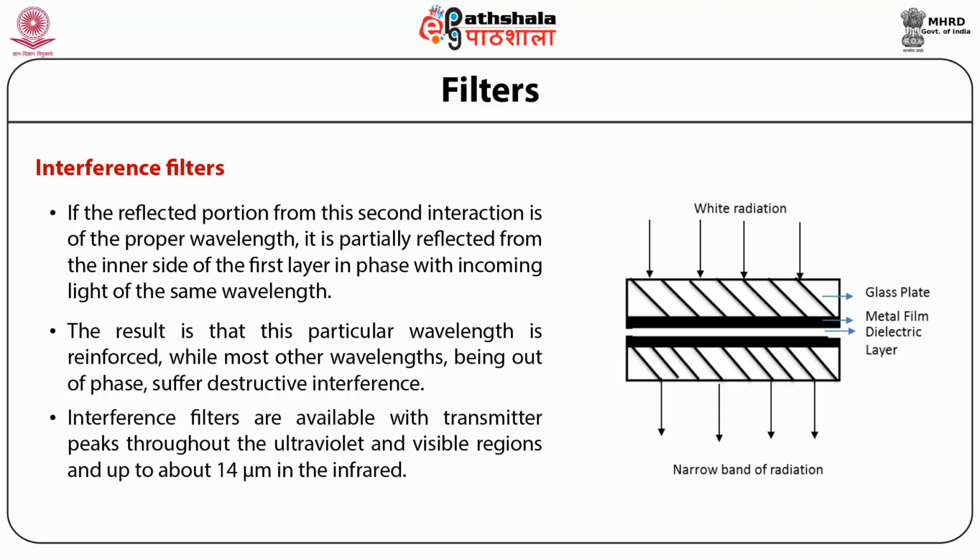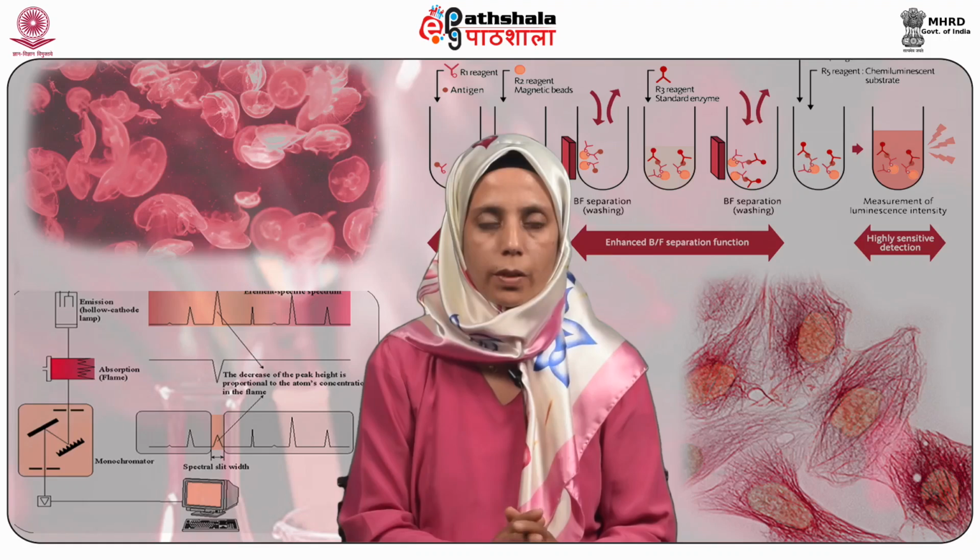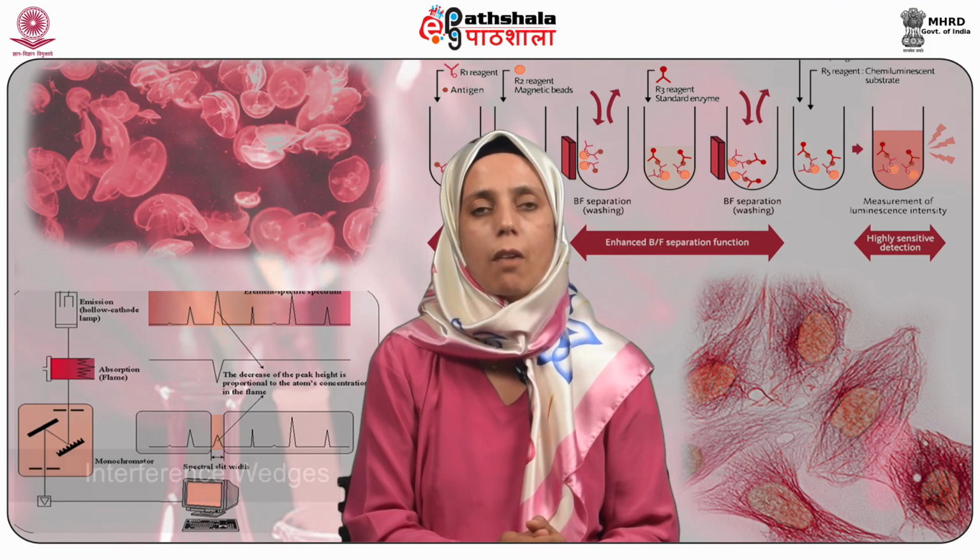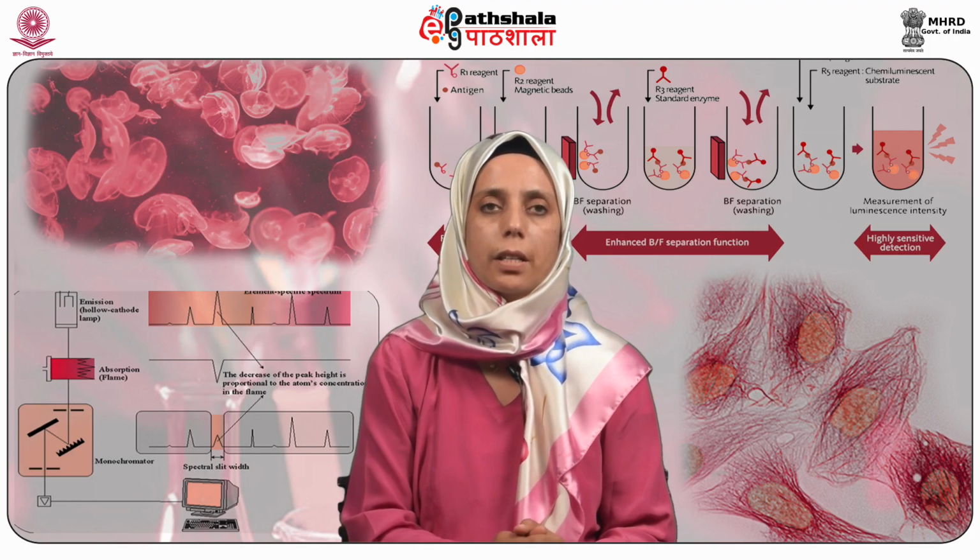Interference filters are available with transmission peaks throughout the ultraviolet and visible region and up to about 14 micrometers in the infrared. Interference wedges have also been used as wavelength selectors.